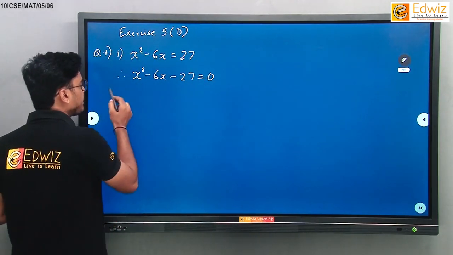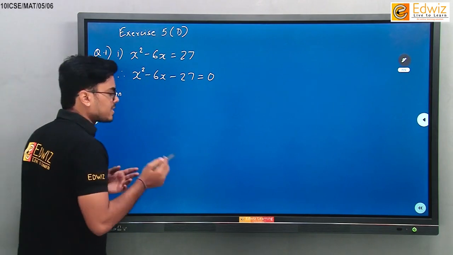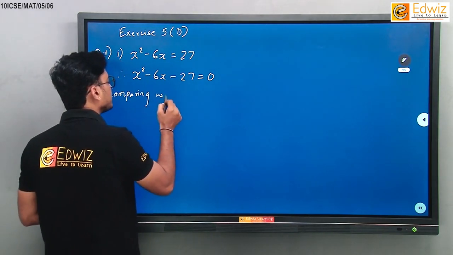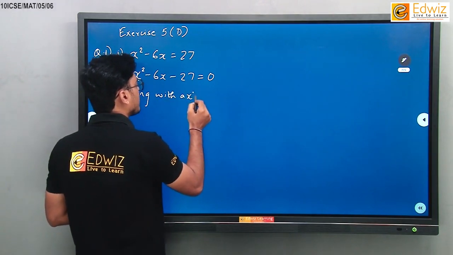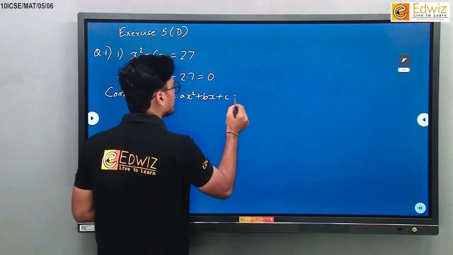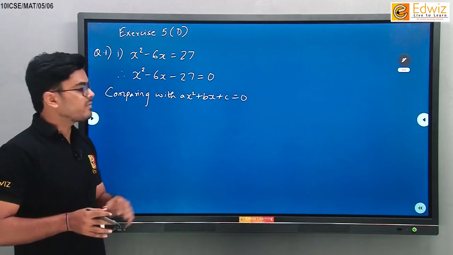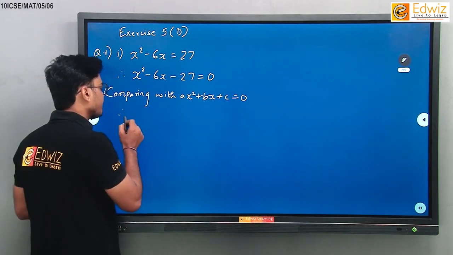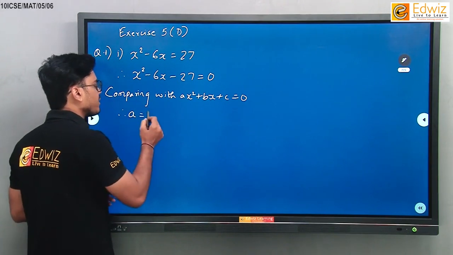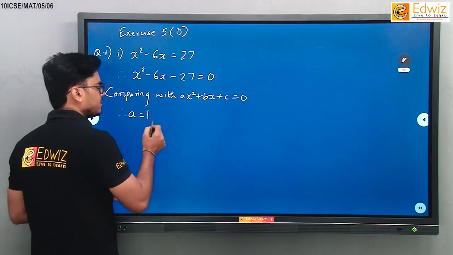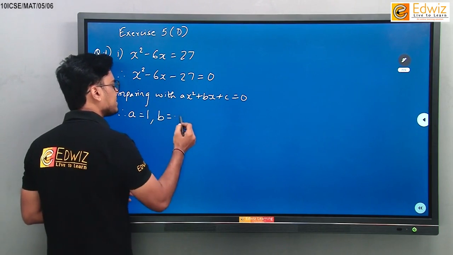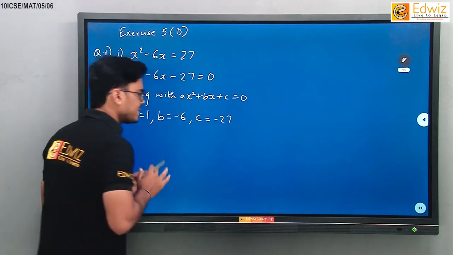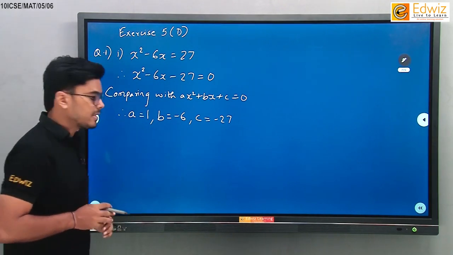Once you do this, compare it with ax square plus bx plus c equal to 0. Why are we comparing? We need to find the values of a, b and c here. So let us do that. A will be equal to 1, as you can see from the equation. B is minus 6. C is minus 27. Okay, these are the values of a, b and c.